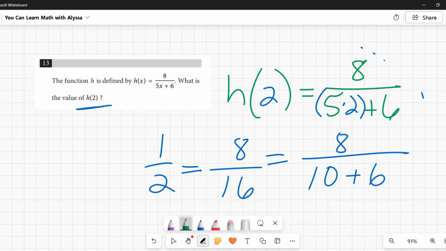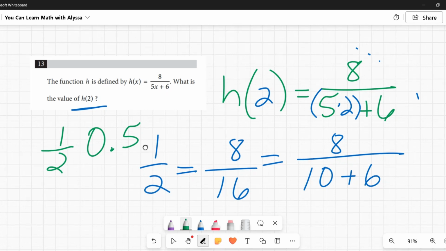So you can enter this into your answer key. This is a student-produced response. So you can enter it as 1/2 or as the decimal 0.5, and that is your answer.